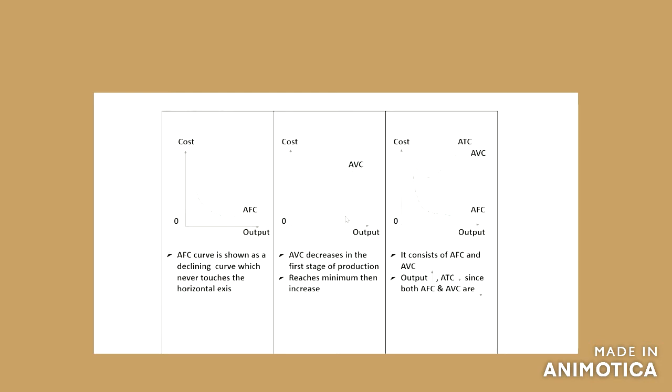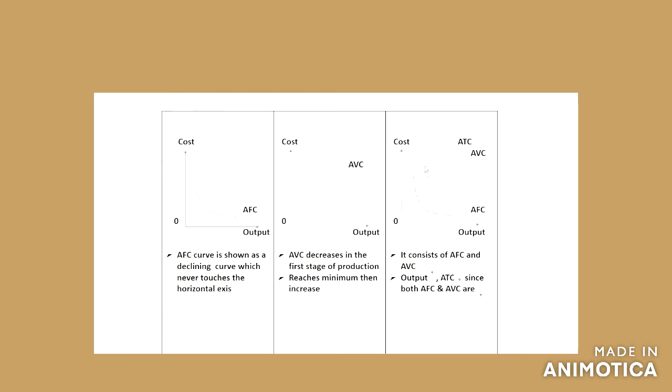It has a relationship with the variable cost. So the shape is U-shape because of the law of diminishing marginal return.